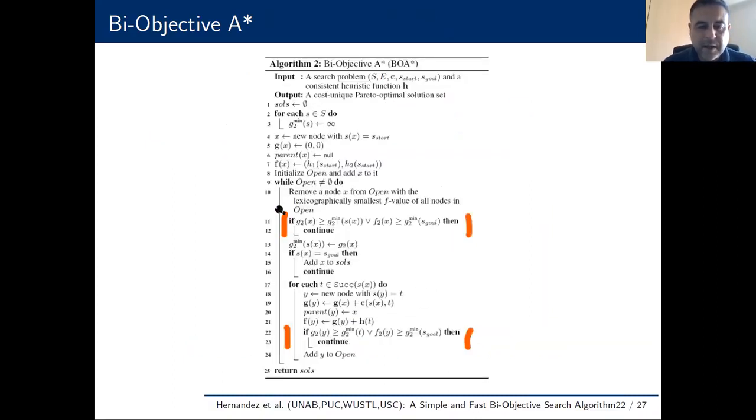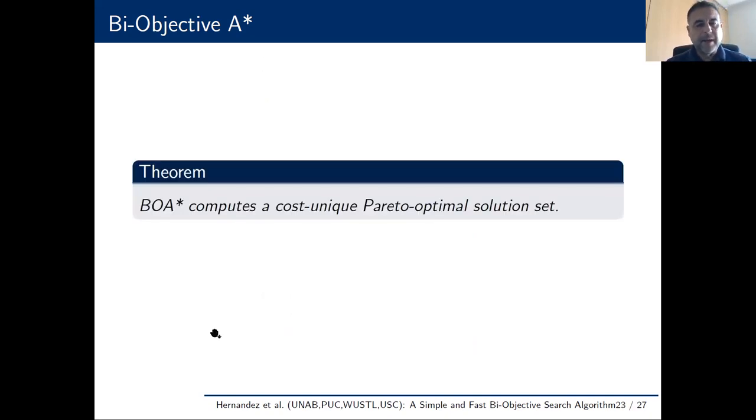If you see, this check is done here, in line 20, in line 11, and in line 22. And you see here it is only an if condition. It is very fast, a constant time process. BOA* computes a cost-unique Pareto-optimal solution set.